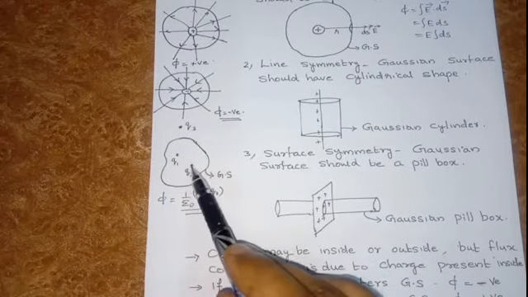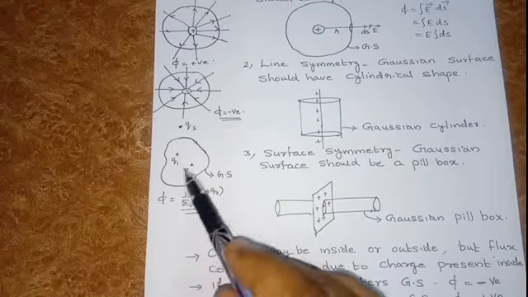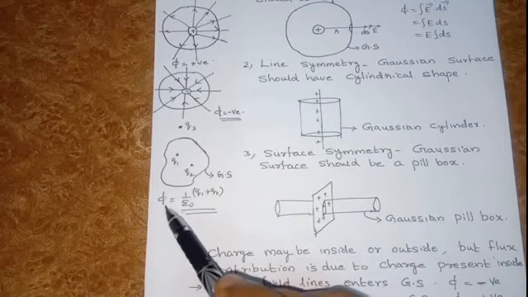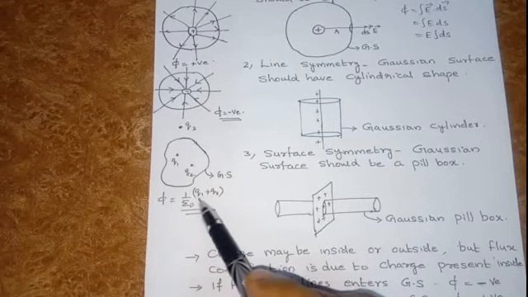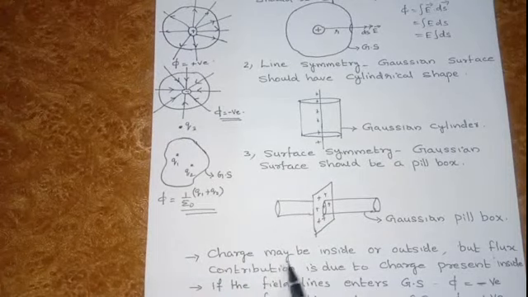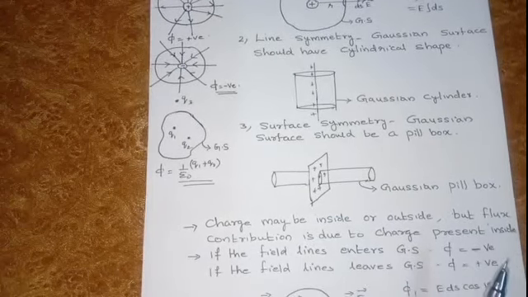These two charges are positive because the sign of the charge is not mentioned. Then the flux through the Gaussian surface will be, according to the theory we studied, flux phi is equal to 1 by epsilon 0 times charge enclosed. The charge enclosed will be q1 plus q2. The charge may reside inside or outside, but flux contribution is due to the charge present inside only. The outer charges will never contribute to the flux.